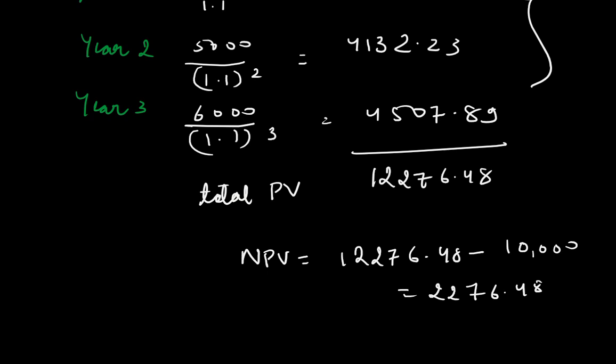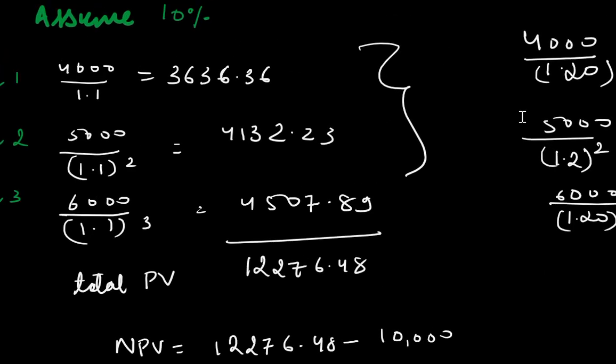So this NPV is positive now here. This means the project is still creating value and we haven't reached the internal rate of return. So to move closer to IRR, we will increase the discount rate. Now I'm going to increase it by 10% again.